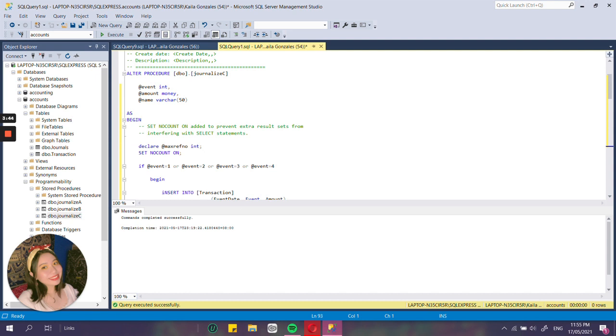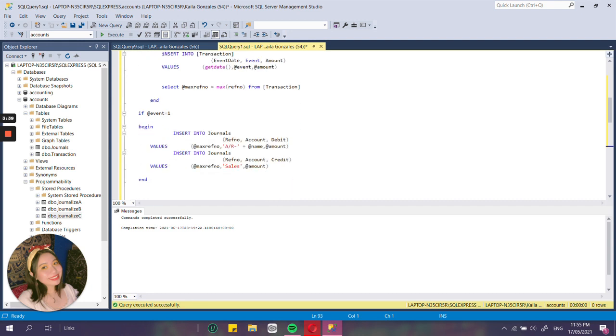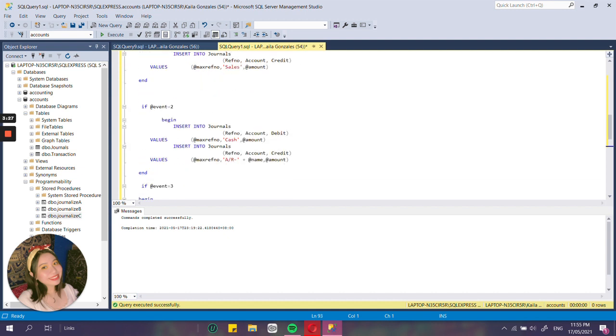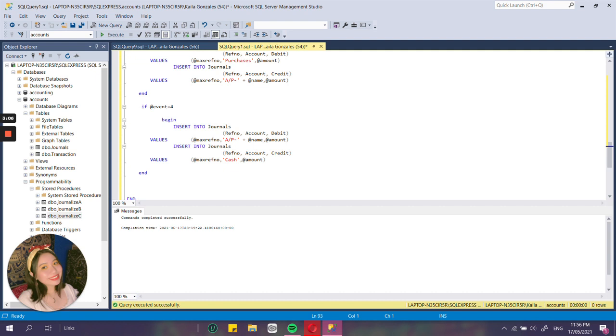I've also run it and it was successful. There are 4 events, 1, 2, 3, and 4. So just like in the previous long test, ayun, nakalagay dito. So pag event number 1, AR, tas yung name and amount, tas may sales and yung amount din. 2, cash naman siya, and dito naman sa baba, yung AR with the name and amount. Tapos, pag event number 3, purchases and AP. AP and then yung name and amount. And lastly, pag fourth, AP, name, amount, tas cash na amount. Okay, let's do it na.